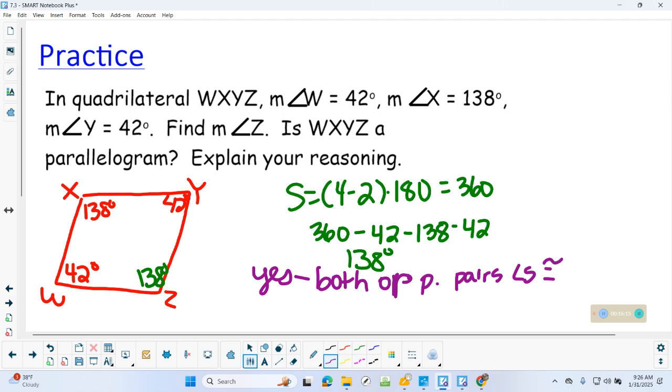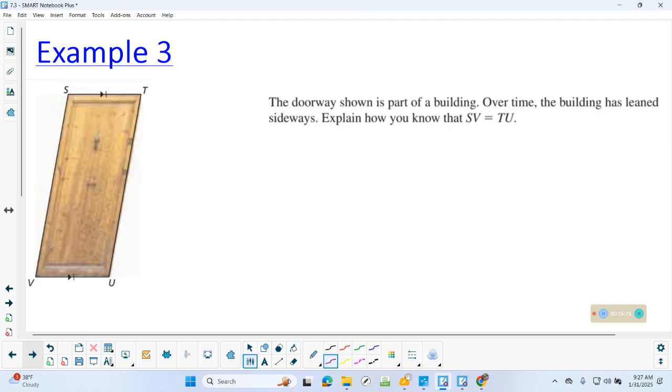We're not writing proofs, I don't want to say the word proof, but you have to do the work to justify why it's 138. You can't just know it like you did yesterday. We don't know it's a parallelogram from the get-go. That is the difference.